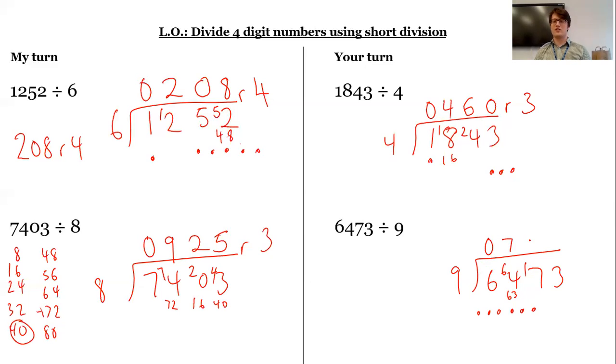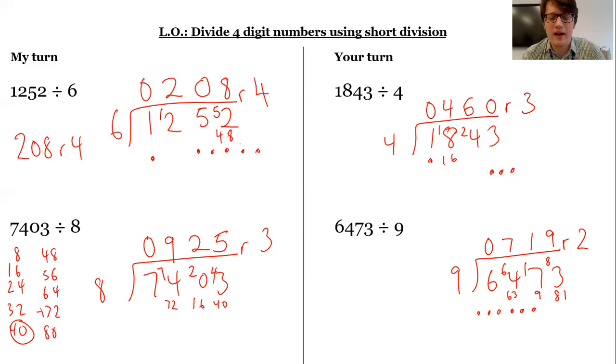9 goes into 17 only once. If I go to 9 times 2 is 18, which is too far. So that's going to leave me 8 left over. 9 add 8 is 17. And 9 goes into 83 9 times, which is 81, leaving a remainder then of 2. 83 subtract 81 is 2.